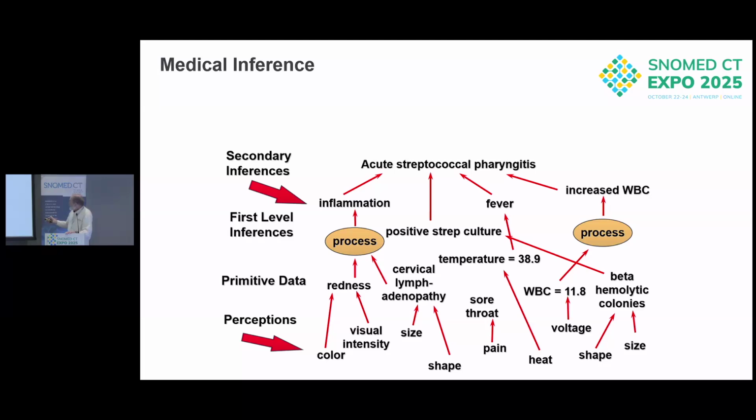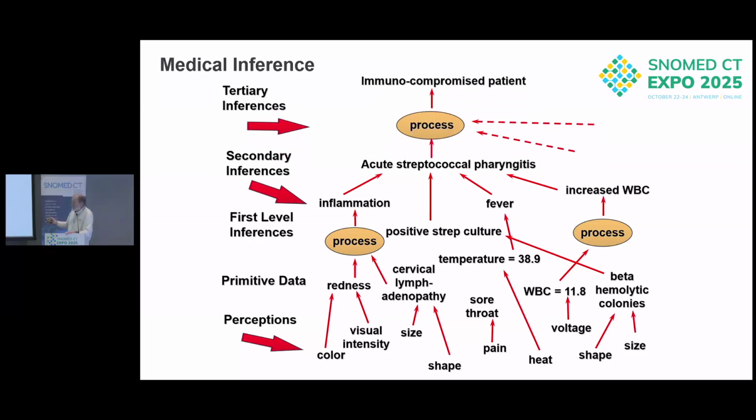And with further information that the patient had splenectomy or other things, you can say that the patient maybe is immunocompromised. So the point is, this kind of process is ultimately the thing that you have to use if you're going to validate the outcome of AI.